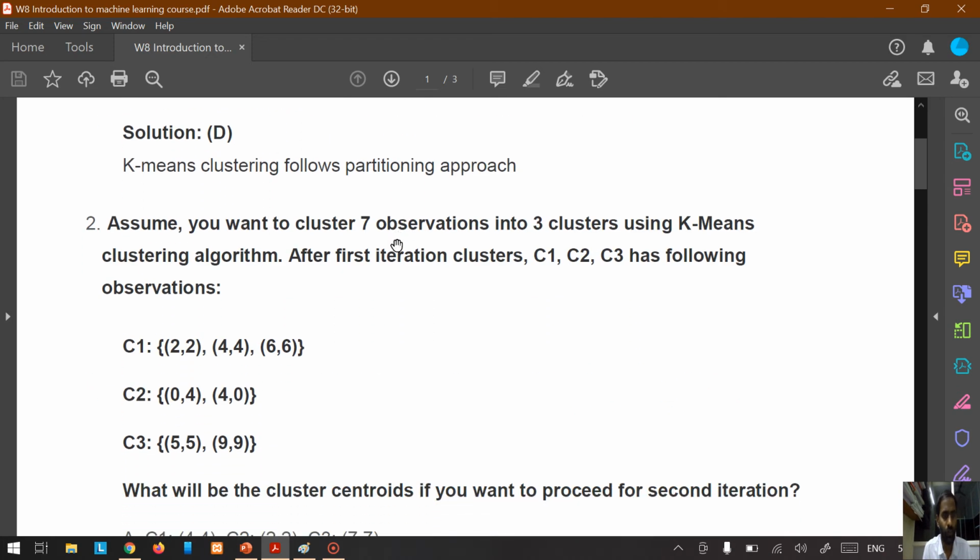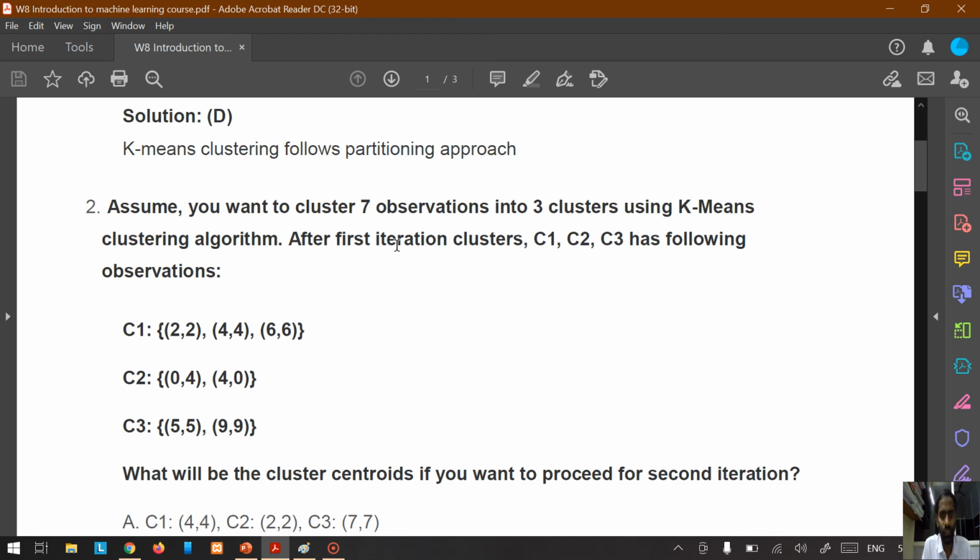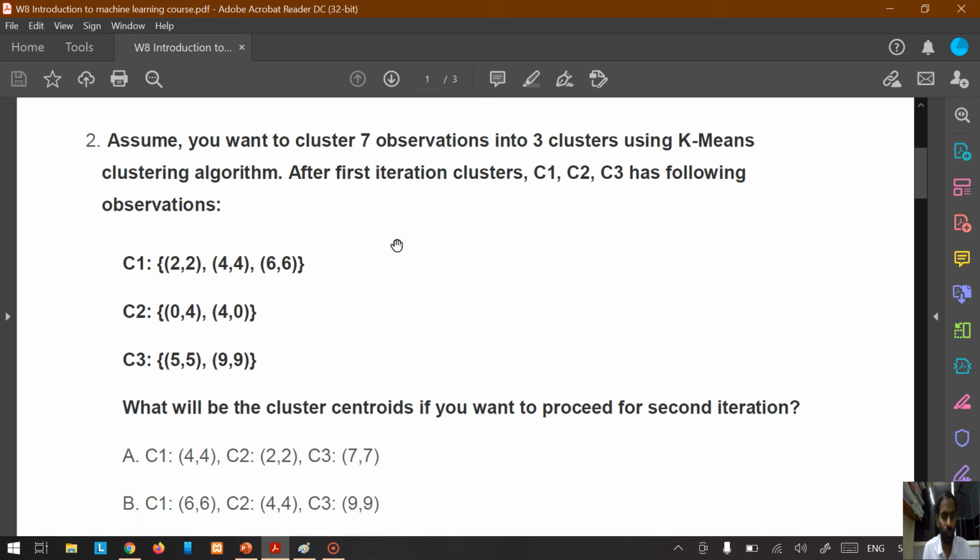The second question: assume you want to cluster 7 observations into 3 clusters using the k-means clustering algorithm. After the first iteration, clusters C1, C2, C3 have the following observations. What will be the cluster centroids if you want to proceed to the second iteration? Here C1, C2, C3 are 3 different clusters. Cluster C1 has the points (2, 2), (4, 4) and (6, 6).